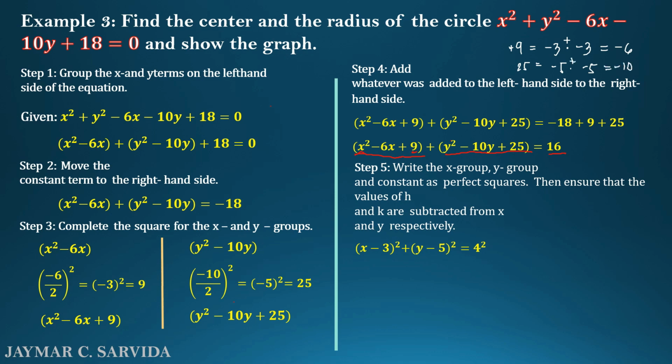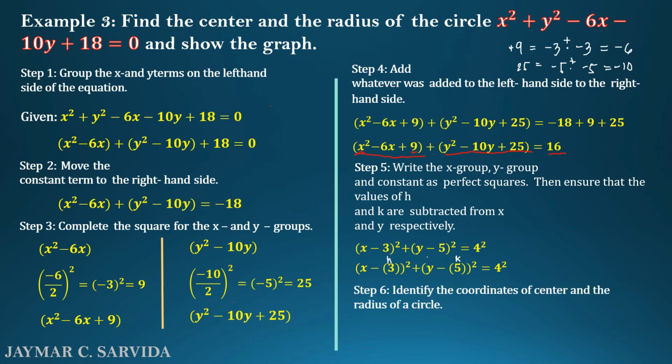Okay? So, therefore, the factors of the x group is quantity of x minus 3 squared. So, yan na yung kanyang perfect square. Plus, quantity sa ating y group naman, y minus 5 squared equals 4 squared. The next is, ayan, nilagyan ko dito ng parenthesis itong 3 at saka itong 5 to indicate that itong ating h at itong ating k ay positive. Okay? So that is the final answer.